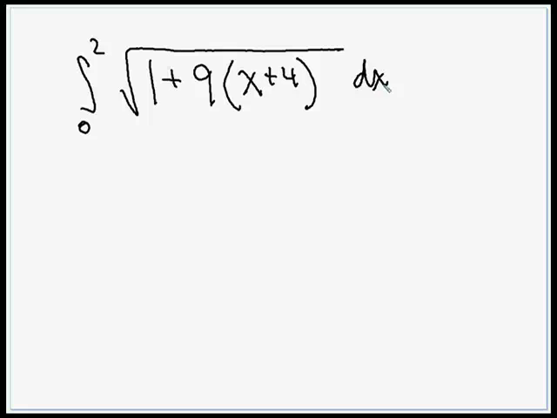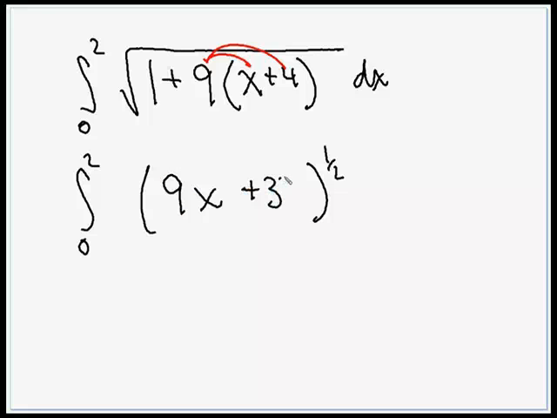Let's distribute the 9 and collect up our like terms. So we're integrating from 0 to 2, and let's change this up to a rational exponent instead of a square root. So we're going to distribute the 9, and we're going to get a 9x plus 36, and we're going to have the 1. So 1 plus 36 is 37. 9x plus 37 to the 1/2 power dx.